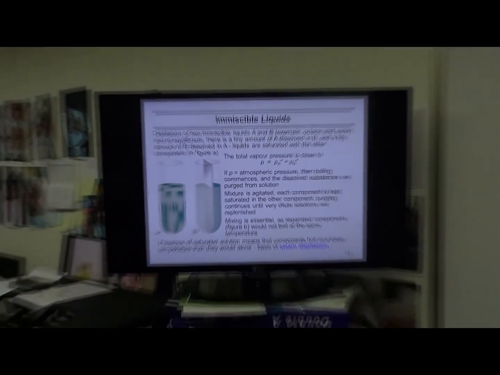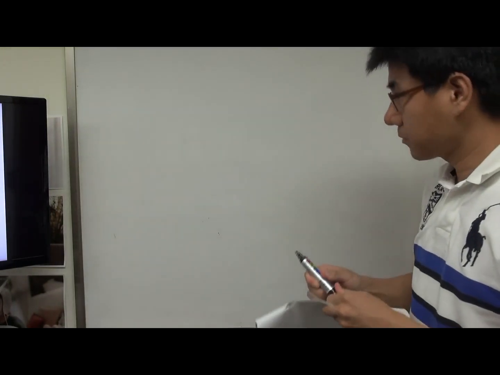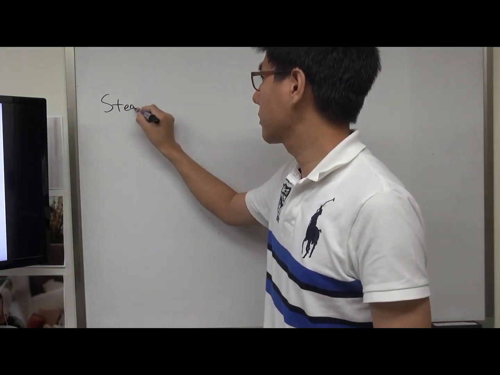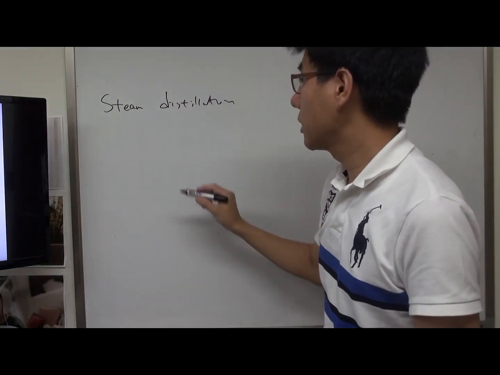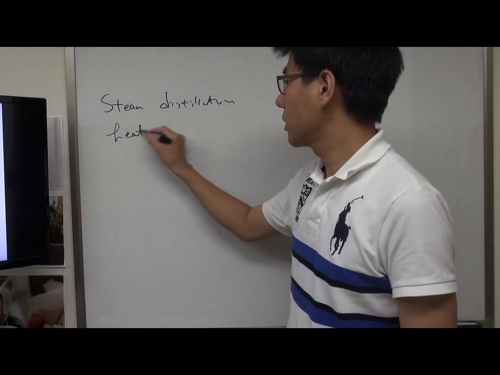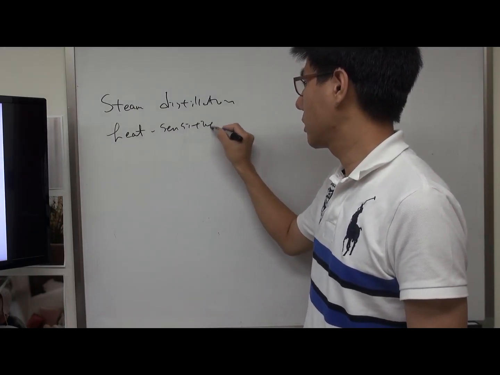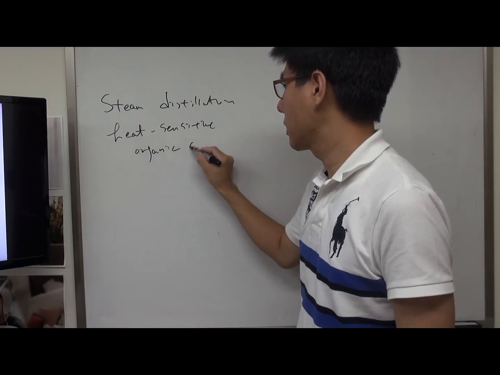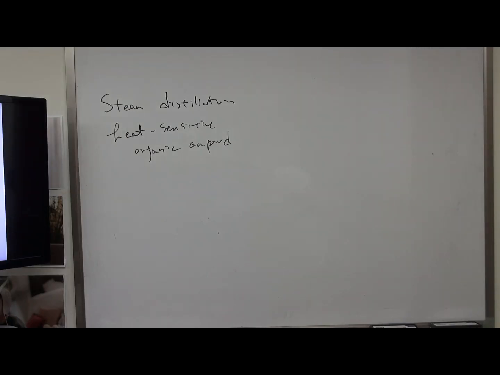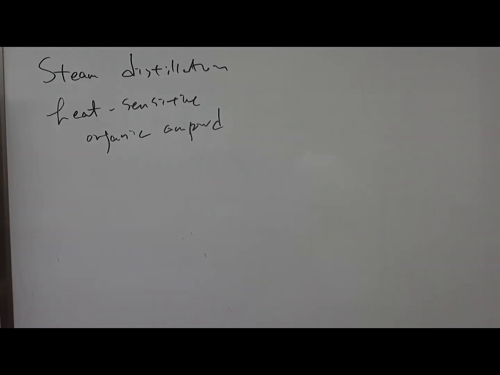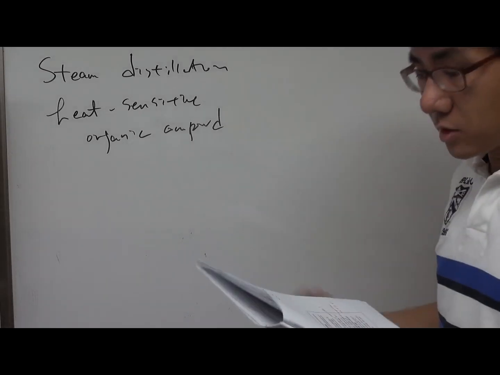So for example, steam distillation. As I said, it is useful for heat sensitive organic compounds. Heat sensitive organic compounds. Let's see an example.